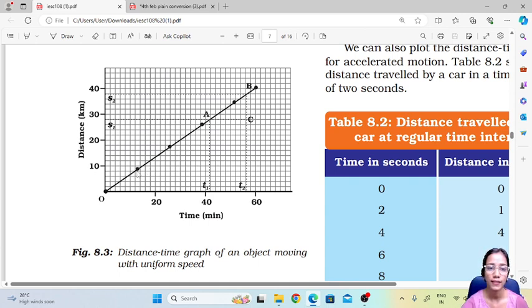Over here we can see that the distance covered is uniform. We know that there are two types of motions, right? Uniform motion and non-uniform motion. In uniform motion, equal distance is covered in equal intervals of time. So over here also we can see that the distance covered is equal. First it is around 8, then around 18, then around 28. So equal distance covered in equal intervals of time will give us a straight line graph.